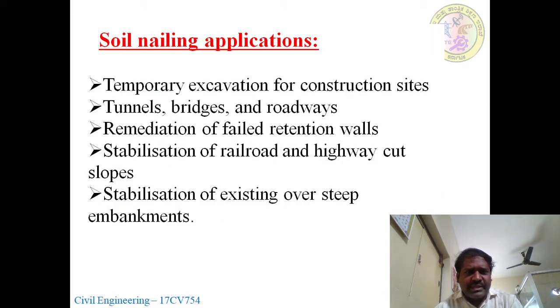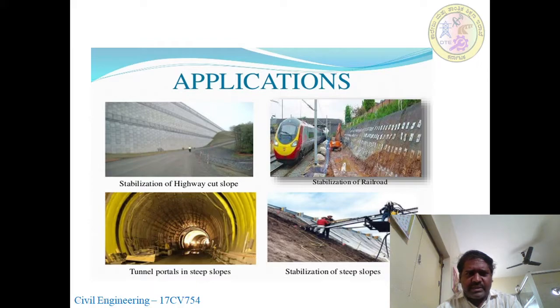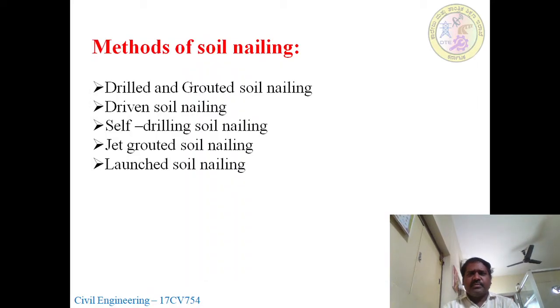So what are the applications? Temporary excavation for construction sites, tunnels, bridges and roadways, remediation of failed retention walls, increasing the property of soil, stabilization of railroad and highway cut slopes, and stabilization of existing over-steep embankments. These are the pictures of applications of the soil nail: stabilization of highway cut slopes, stabilization of railroad, tunnel portals in steep slopes, and stabilization of steep slopes.